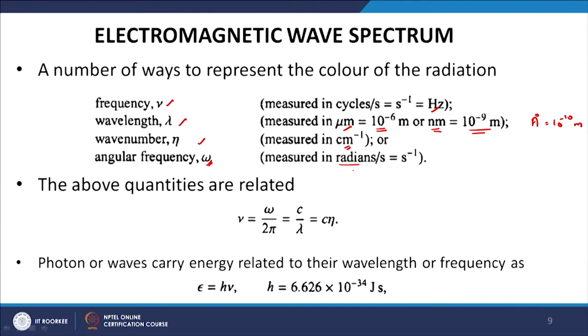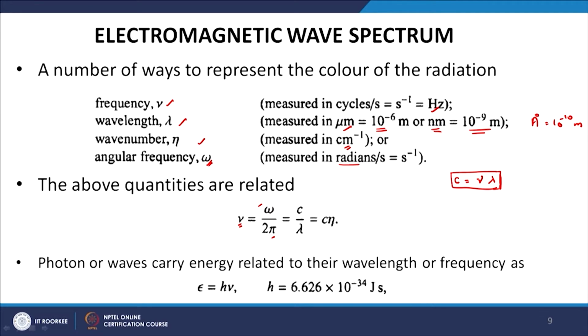Now, how to convert one unit into another, there are some rules. Frequency is basically angular frequency divided by 2 pi, which is also c by lambda. So, c is the speed of light, and it is equal to nu times lambda, where nu is the frequency of the light or radiation, and lambda is the wavelength. So, c is equal to nu lambda, which gives you the conversion from one unit to another.